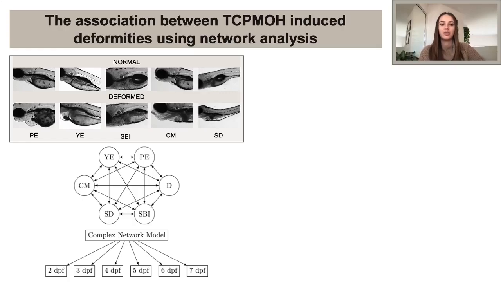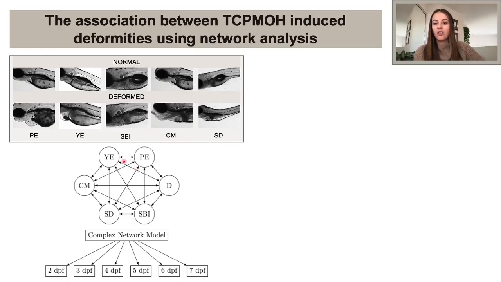that links these developmental deformities to determine the overall impact of these negative perturbations on the developing zebrafish. So I developed a complex network model that looks like this, where each of the nodes is a deformity that we saw during the experimental process. We looked at pericardial edema, which you can see in the deformed fish on the bottom image, yolk edema, swim bladder inflation, cranial malformation, a spinal deformity, and also death, which I just don't have an image of.